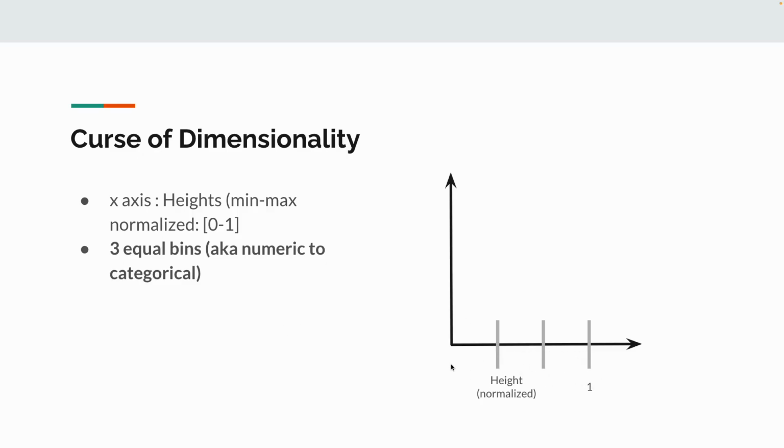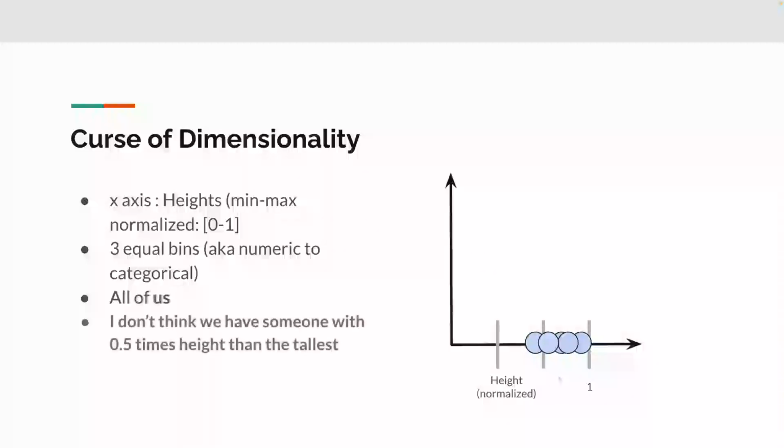We first split this x-axis value into 3 point bins, and we plot the tallest person from the class, okay? Because this is a scaled value, the tallest person will possibly sit here. And let's plot the rest of the students from this class. This is a likely configuration. We don't expect that the shortest person of the class is half the size of the tallest person, okay? So this is a reasonable assumption. We can have some extreme cases, but this is a reasonable assumption, okay?